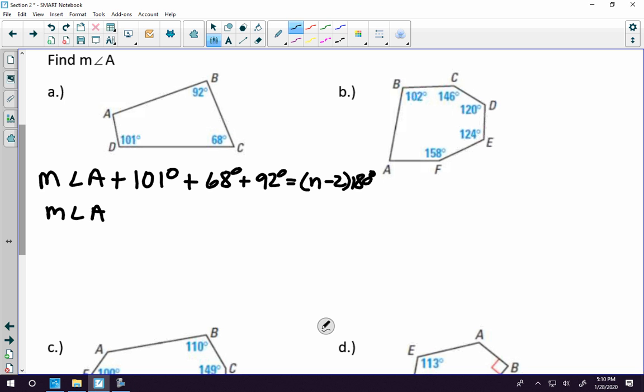We're going to combine our like terms on the left side of the equation. So we're going to go 101 plus 92, which would be 193. So 193 plus 68, I believe is 261, equals, it has 4 sides, so it's 4 minus 2 times 180 on the right side of the equation.